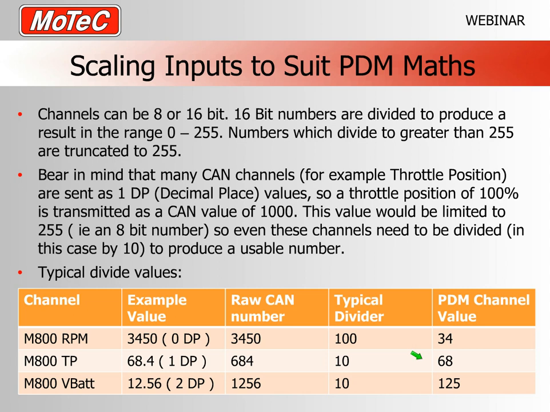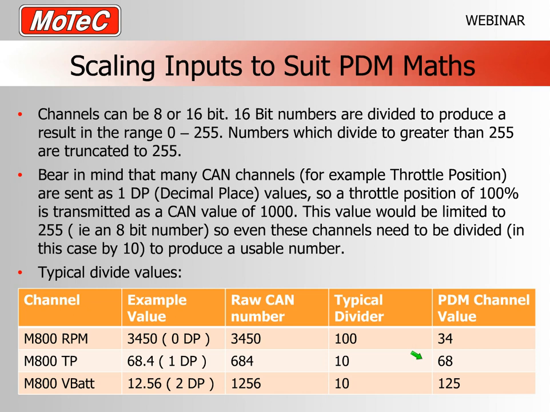And again, a number like an M800 throttle position, this is usually transmitted on the CAN bus with one decimal place. And so if the M800 sees a throttle position of 68.4%, it's actually putting a number of 684 onto the CAN bus, which clearly represents 68.4 with one decimal place. So again, this is a number that's larger than 255, and so if you don't divide it by a sensible number, the PDM is not actually going to be able to resolve your throttle position. Now, in this case, of course, the simple thing to do is divide it by 10, and then you'll get a result which is the throttle position in percentage without the decimal place. Again, this is usually sufficiently good detail or resolution to make decisions about things like throttle position.